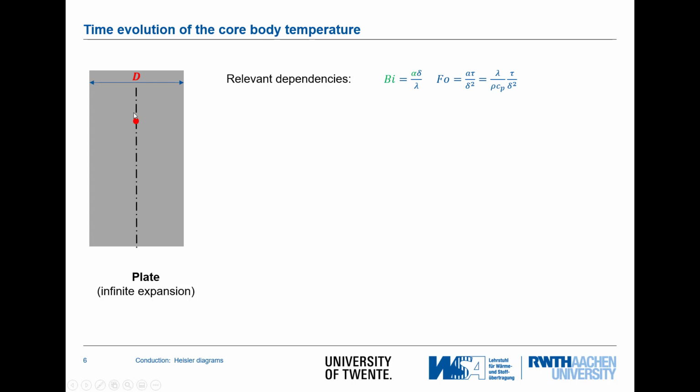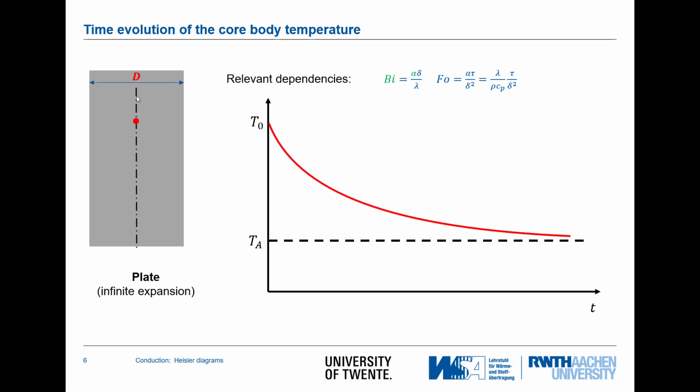Let's look at a plate of infinite expansion on the lateral parts. So it's infinitely high, and in depth it is also infinite. Only the thickness here is meant to be d and not infinite. How does the temperature develop over time? Of course, we start with an initial temperature T0, and we will eventually approach the ambient temperature.